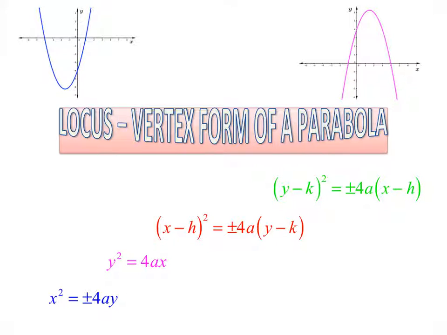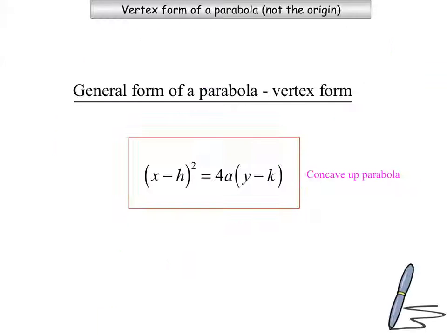Hi guys, welcome to this video on finding the equation of a parabola where the vertex is not 0, 0, or not the origin. Alright, I'm going to just give you the formula straight up, the equation of the parabola. So this is the concave up parabola where now the vertex is not 0, 0, but the vertex is h, k. So this is the vertex of this particular parabola.